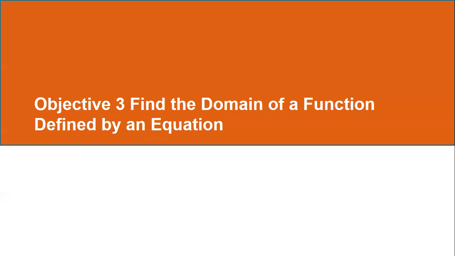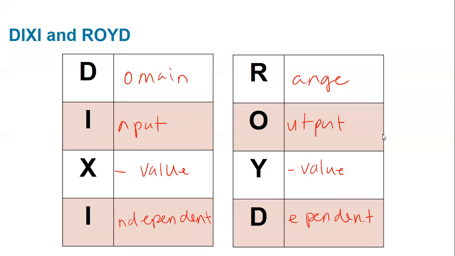So we're on objective 3, which is find the domain of a function defined by an equation. Yesterday we briefly recalled the synonyms for domain and range, right? I call them Dixie and Roy. Dixie and Roy are two old hound dogs, and they just help you remember other ways of saying domain and range, depending on the situation. Okay, so please be comfortable with the synonyms for domain and the synonyms for range.